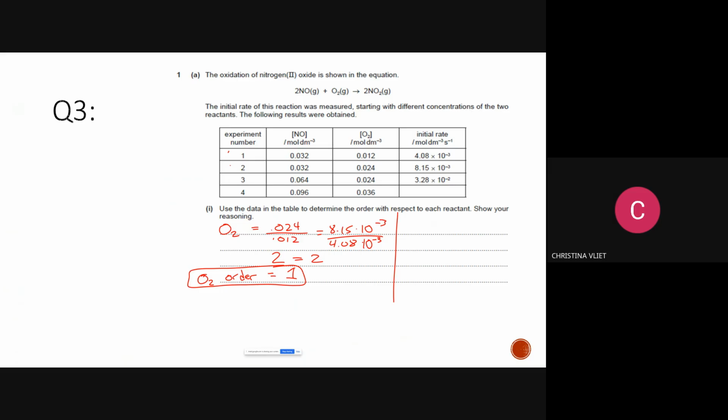Which 2 experiments should I choose? I choose 2 and 3, because that keeps oxygen the same. So for NO, 0.064 over 0.032 equals 3.28 times 10 to the negative 2 over 4.08 times 10 to the negative 3, which equals 4. So when I double the concentration, I quadruple the rate. What does that mean the order of NO must be? 2. Yeah, so the NO order must be 2.